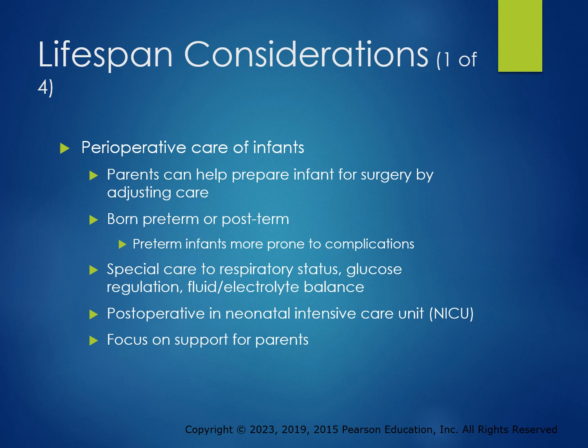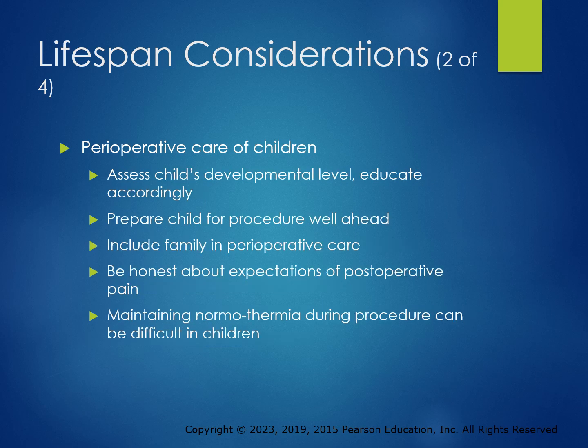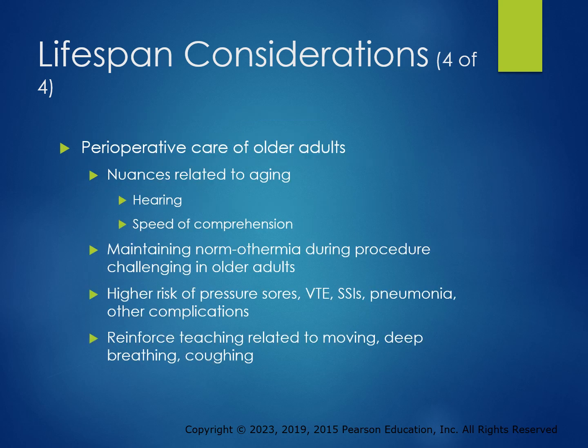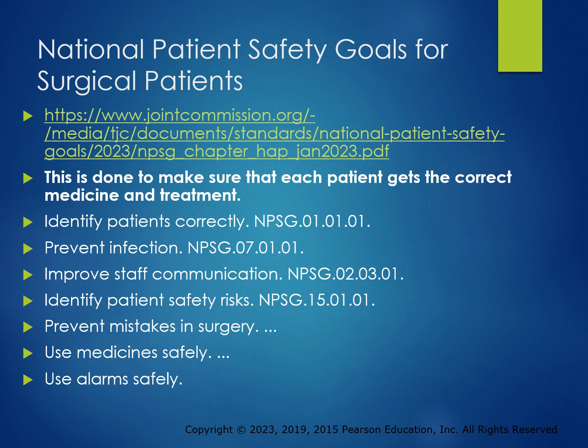So read through these. You've got perioperative care of the infants, perioperative care of children, pregnant women, and then of the older adult. Now you do have a safety alert, and so let's see. Here's your perioperative care of children. Okay, and again, some of these things are the same as with any patient, regardless of their age or their situation. And there's care of the older adults.